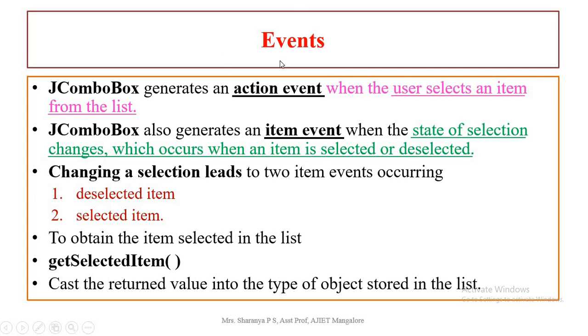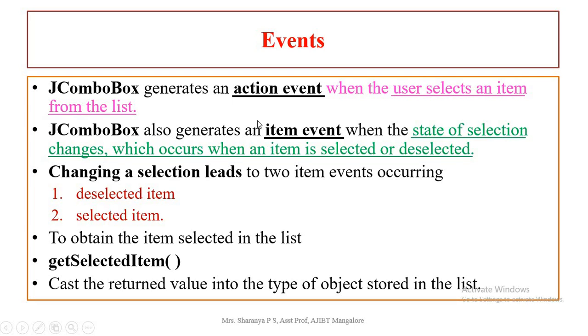Now, some events that are associated with the combo box. There are two different kinds of events. One is the action event and the other is the item event. Whenever some operation is done by the user with respect to this JComboBox, two kinds of events might be triggered: the action event or the item event.